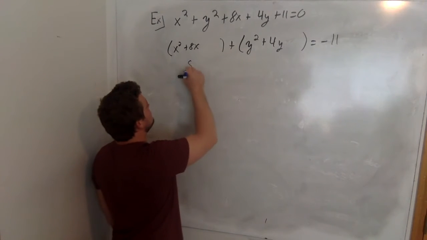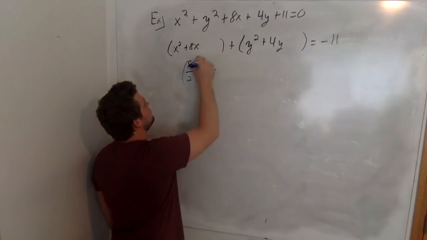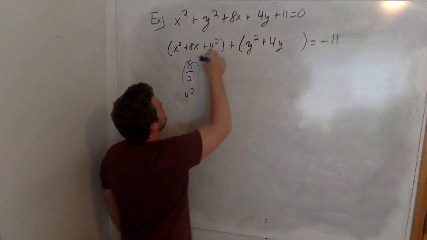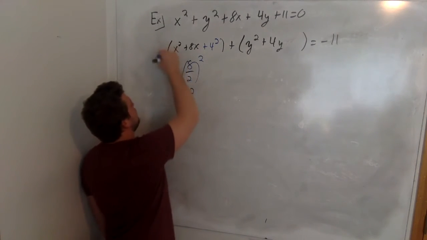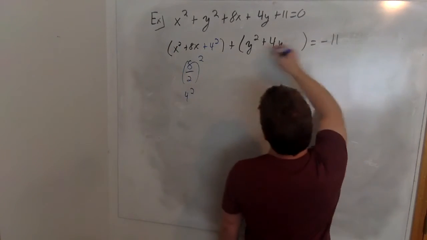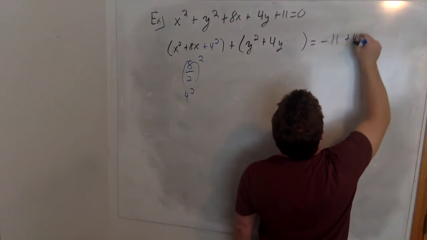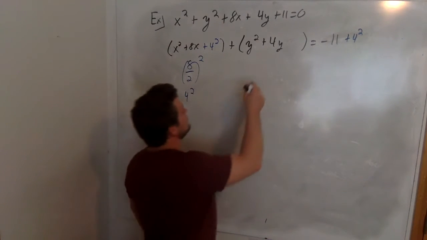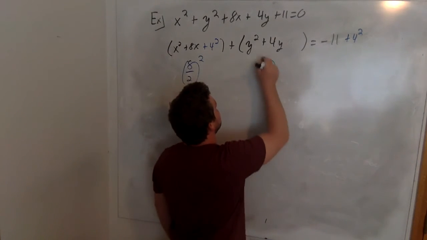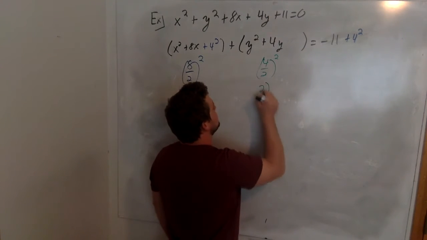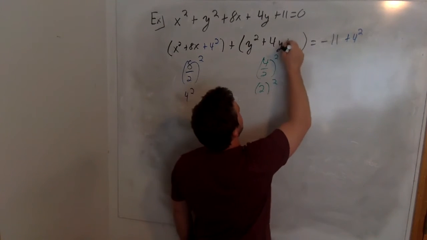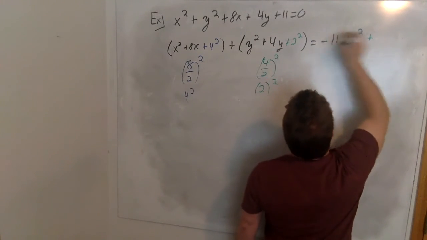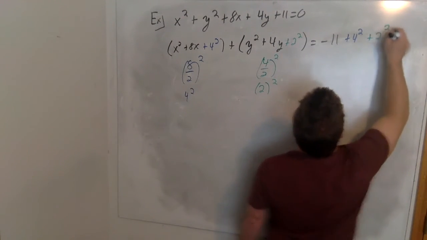Okay, let's take the 8, cut it in half, and square it. So we'll get a 4 squared. So we'll add 4 squared inside the parentheses. There's just a coefficient of 1 out here, so we really did add 4 squared to the left. So we'll add 4 squared to the right. We'll take this 4, cut it in half and square it. So we'll get a 2 squared. So we'll add a 2 squared here. We really did add a 2 squared on the left, so we're adding a 2 squared on the right.